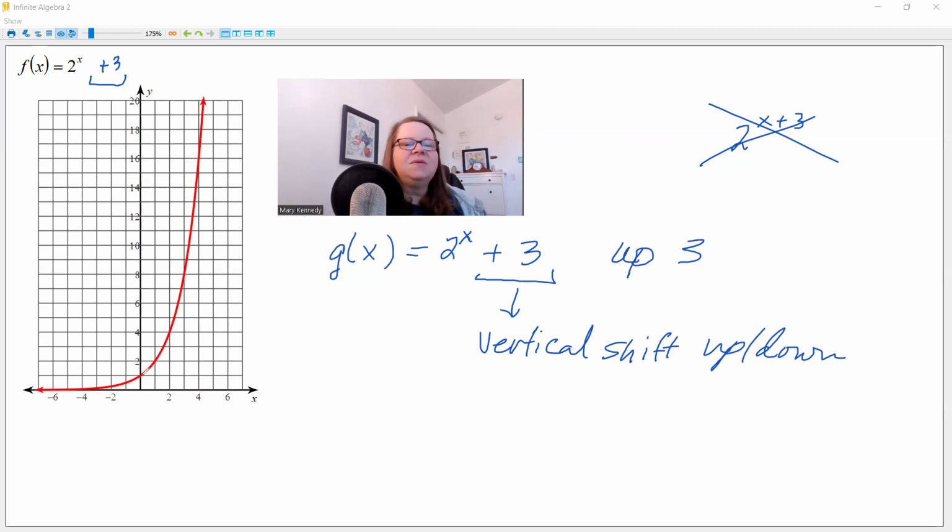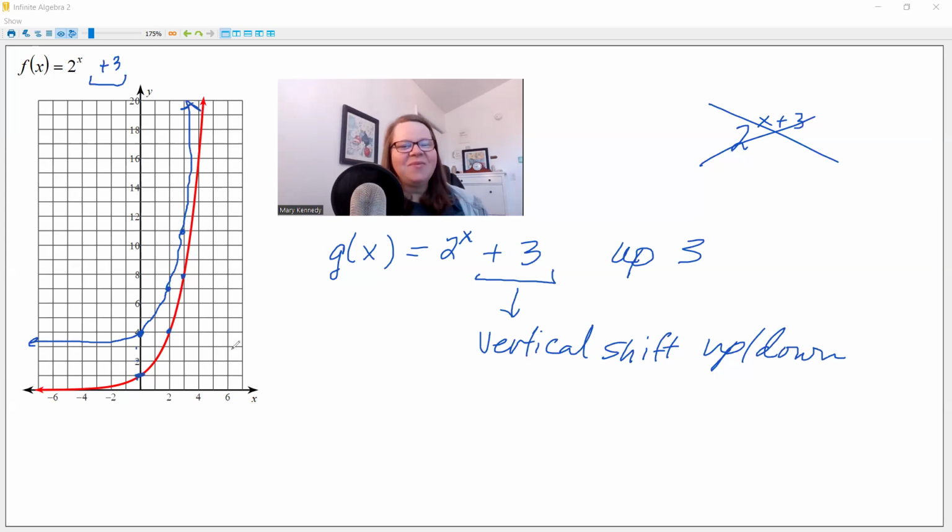And so you simply take your key points that you see here, especially your y-intercept, and you're going to go up 3. 1, 2, 3, and put a new point. 1, 2, 3, and so on. And so you're just kind of taking that and moving it up 3 units. And so as we sketch out the points, try to connect them as smoothly as you can.